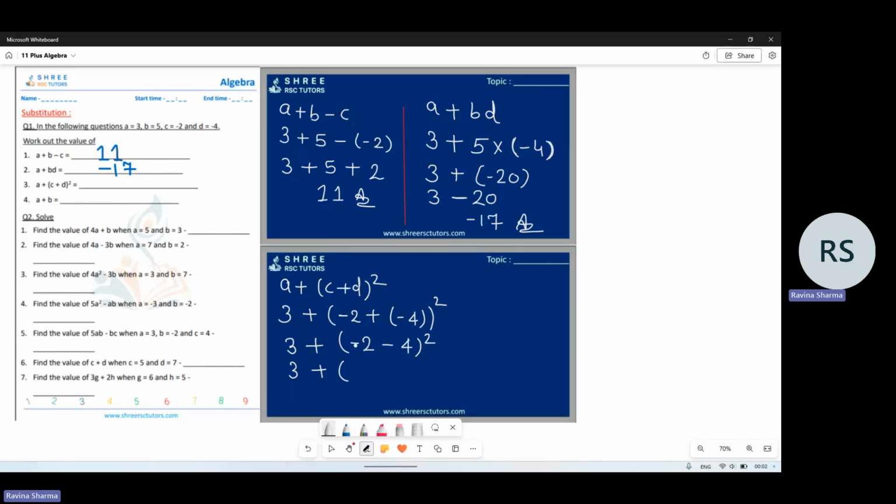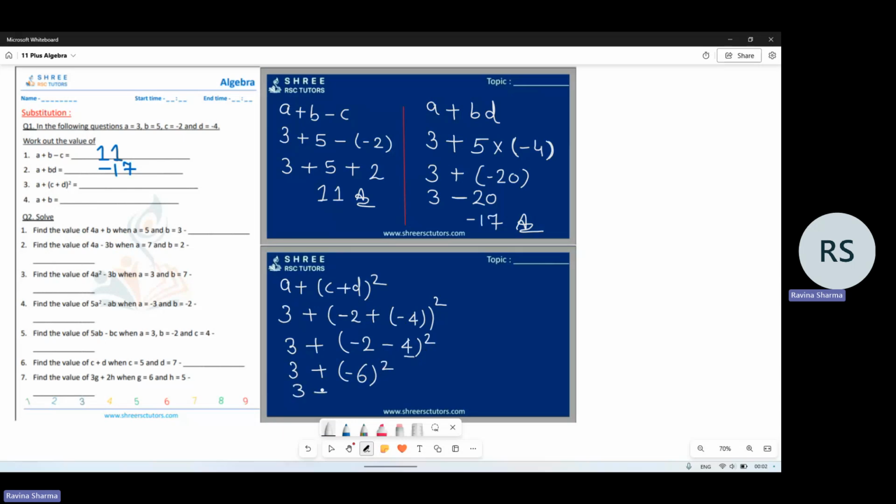Since these are the two negatives, negative negative becomes positive, which means we have to add them. What is it? 2 plus 4 is going to be 6, and the bigger number is 4, which is carrying the sign minus, so it's going to be -6. So -2 -4 is -6 squared.